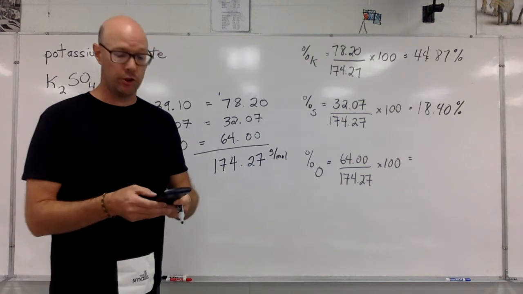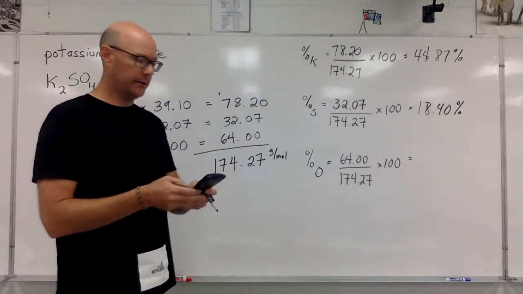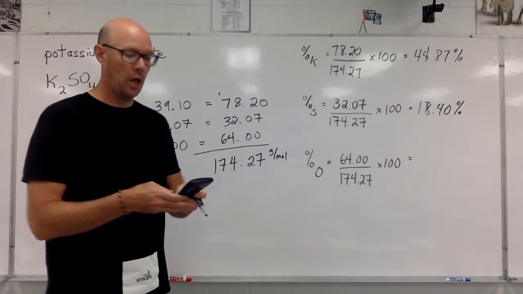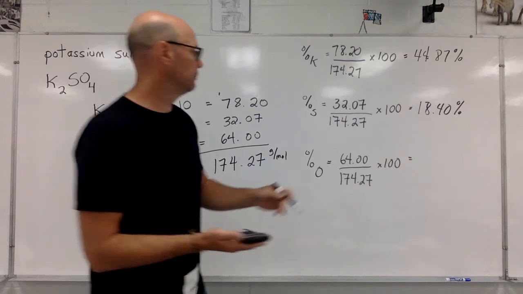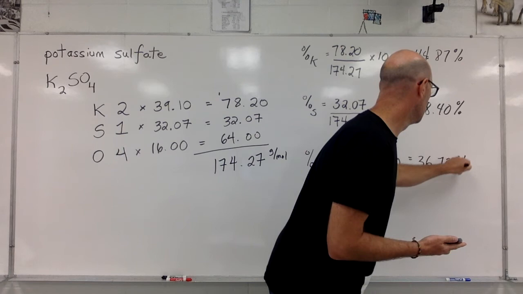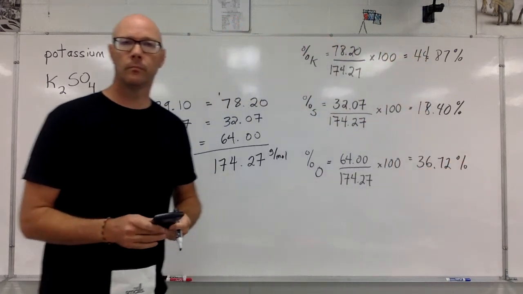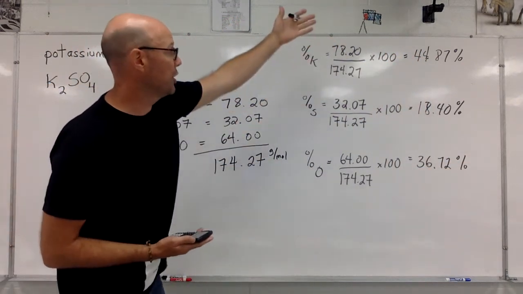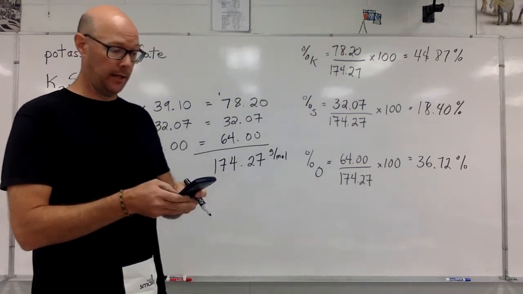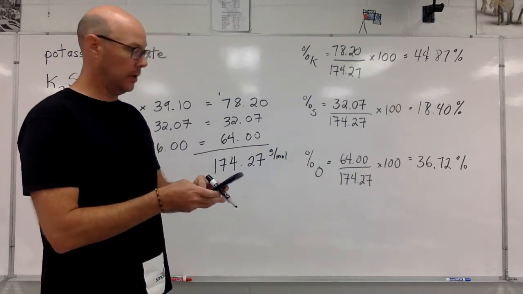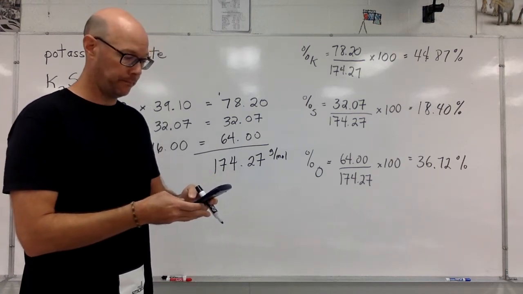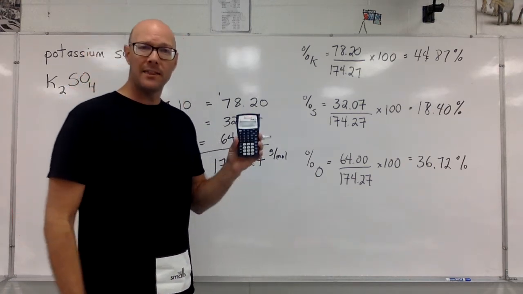And finally, the oxygen, 64 out of 174.27 times 100, 36.72%. When I'm finished, I can double check by adding those percentages up. Here I have 44.87 plus 18.4 plus 36.72.